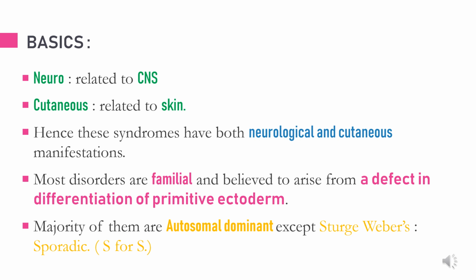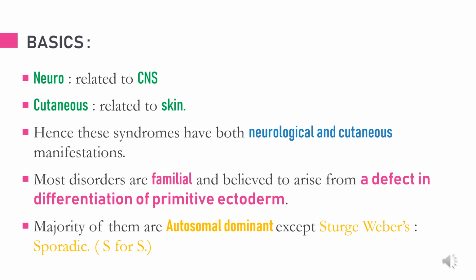Neurocutaneous syndromes. Neuro is for CNS, cutaneous is for skin. So these syndromes will have both neurological and cutaneous manifestations. The majority of the disorders are familial and they are believed to arise from a defective differentiation of primitive ectoderm. As we know, skin and CNS both develop from ectoderm.